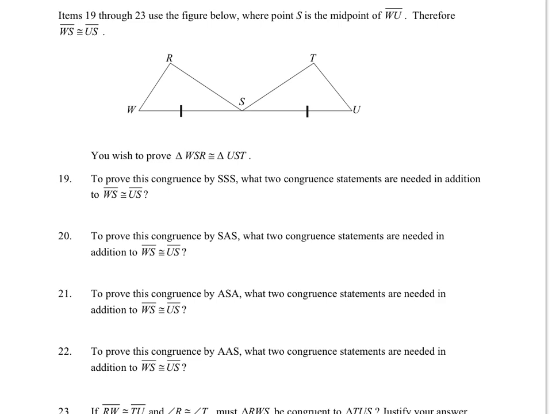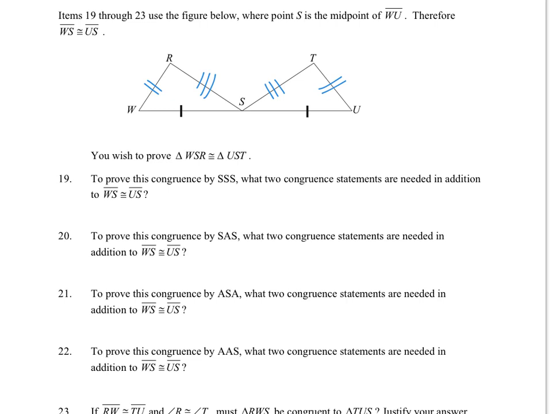So question 19 says, to prove this congruence by SSS, what two congruent statements are needed in addition to line segment WS is congruent to line segment US? What this tells us is that we need to prove that the other two sides of the two triangles are congruent, the other two corresponding sides. So we need to prove that RW is congruent to TU and RS is congruent to TS.